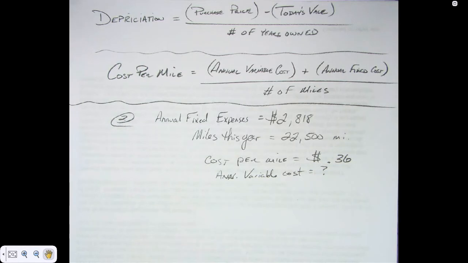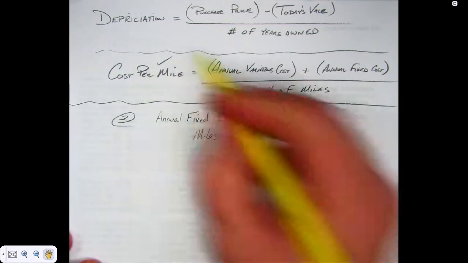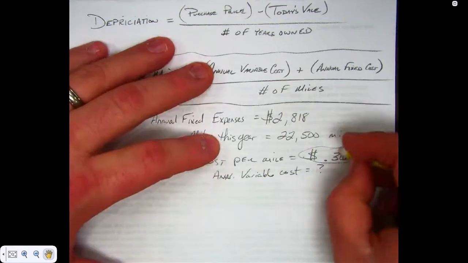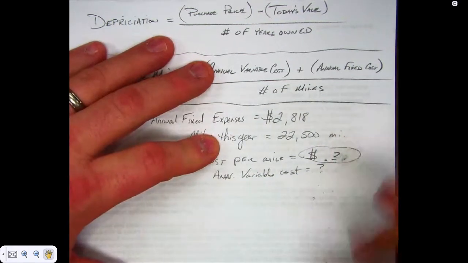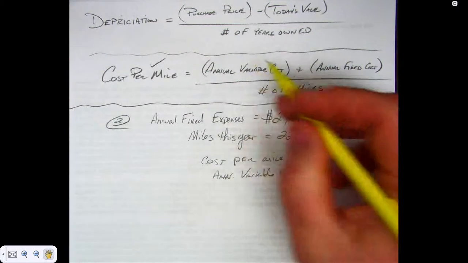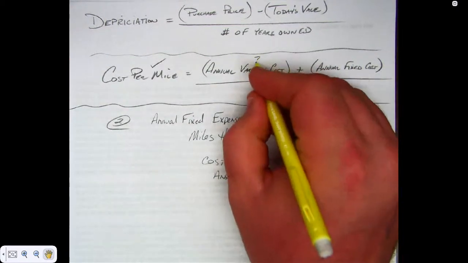Well, which formula is probably going to be the one we're going to use here? Cost per mile. Because if you look, I have a number for cost per mile, do I not? His cost per mile is 32 cents. I read that incorrectly. Everybody see that's 32 cents, not 36. The annual variable cost, that's what they want us to find. So that's our question mark.